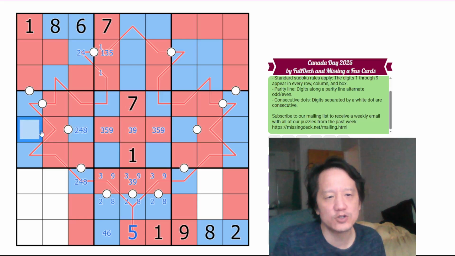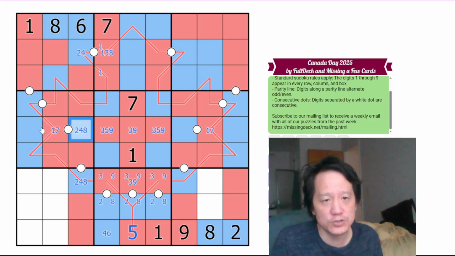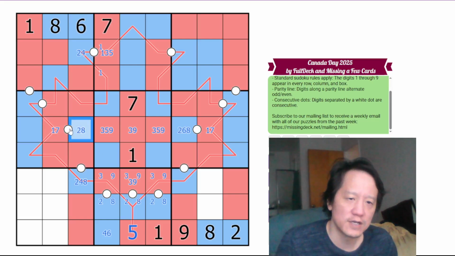This 3, 5, 9 triplet eliminates 3, 5, and 9 in the rest of row 5. So this must be 1 or 7. This must be 1 or 7. 1 is only consecutive with 2. 7 can be consecutive with 6 or 8. So this is 2, 6, or 8. This cannot be 4 because 4 is only consecutive with 3 or 5.